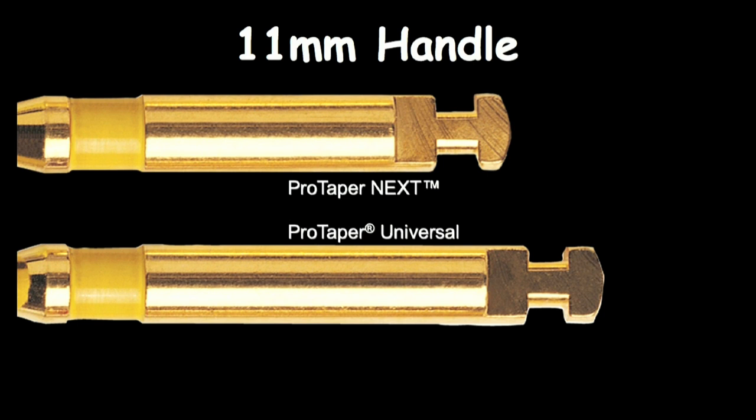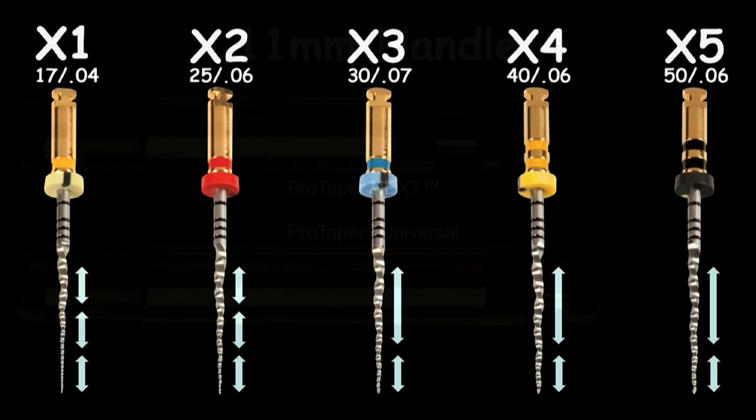Another feature of the ProTaper Next that has been a positive is the handle is 11 millimeters versus 13 on the ProTaper Universal. This allows us to get a little closer to our dentistry, and also you don't have to have the patient open quite as wide. So this has been a plus.